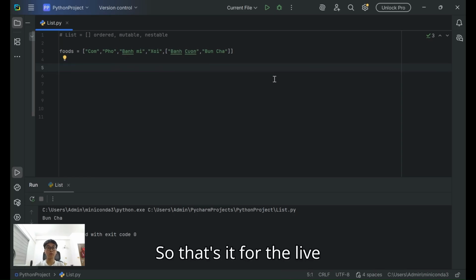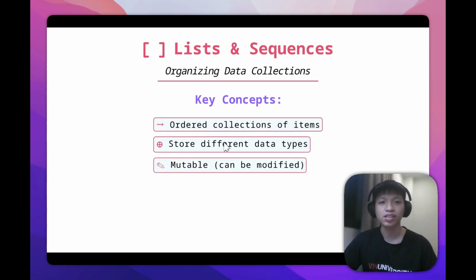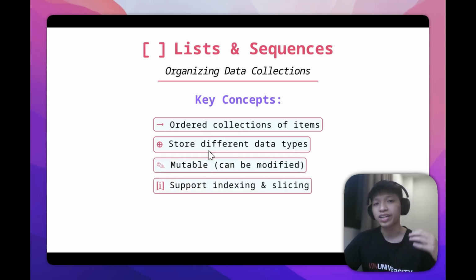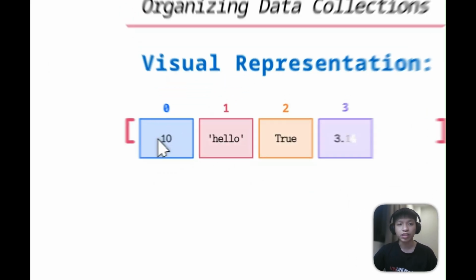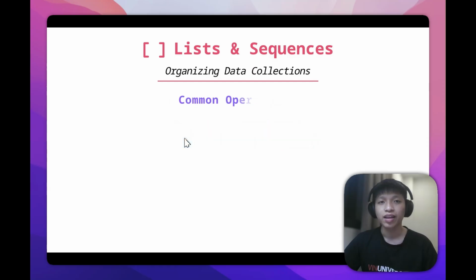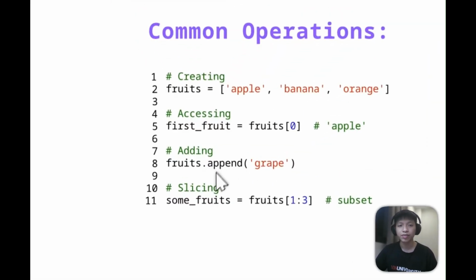So that's it for the live coding session. Thanks for listening, and I hope that you have got the understanding of this. To summarize lists and sequences: it's an ordered data collection with key concepts like order and storage. It can store different types of data. It's mutable, meaning you can modify it, and it supports indexing and slicing. For example, this is a list with different data types, and we can have common data operations like accessing, adding, using the append function, or slicing here.